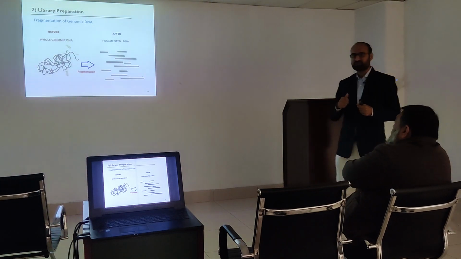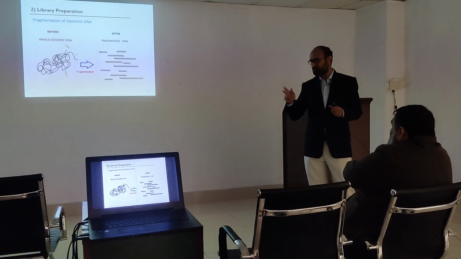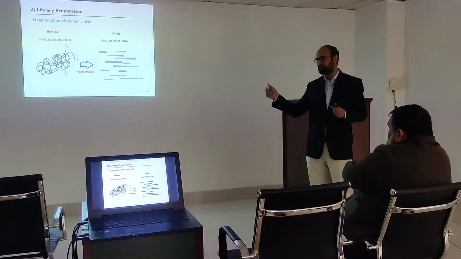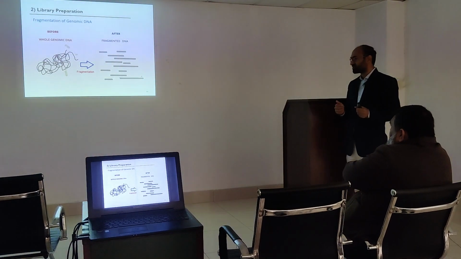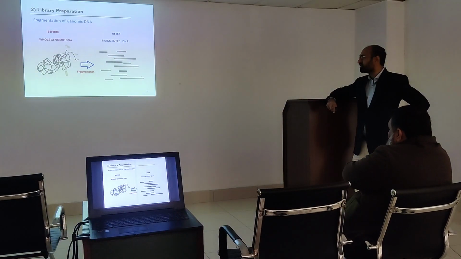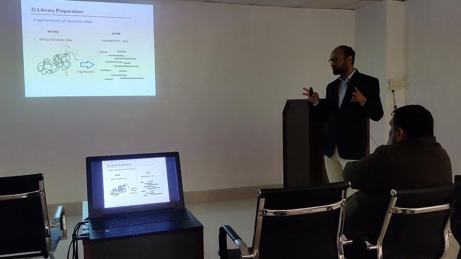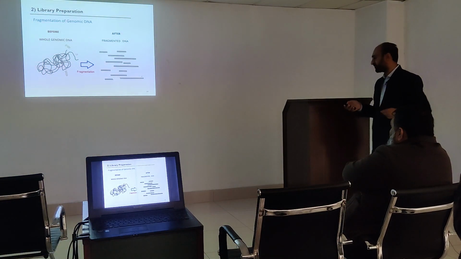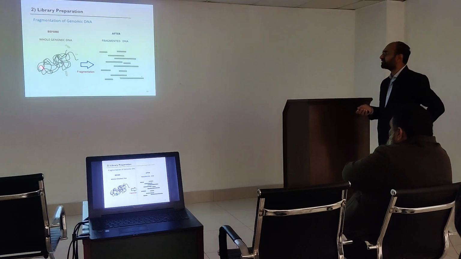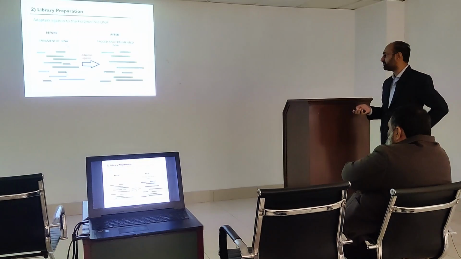The other method is enzymatic. There are certain enzymes like nucleases. Those enzymes cleave the double-stranded DNA at different places randomly. There are also transposases. Some kits use nucleases and some kits use transposases. Transposases also make a double cut in the DNA. So using any technique, we break the whole genomic DNA into millions of fragments. These fragments are of different lengths and different sequences, which represent the whole genomic DNA.